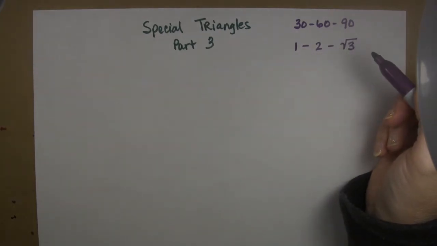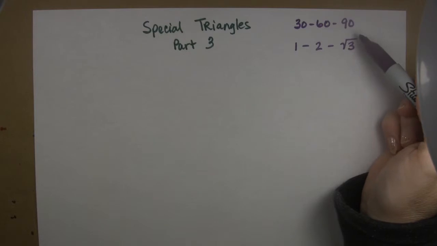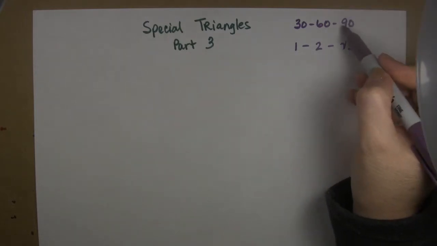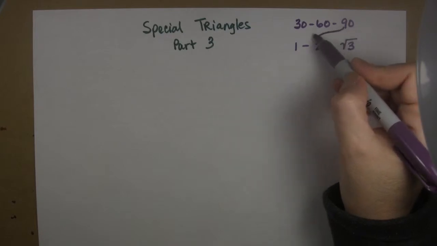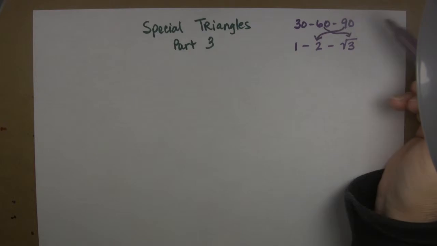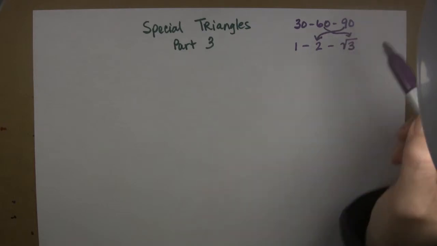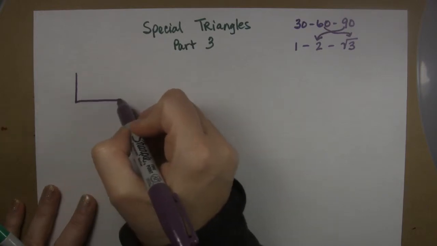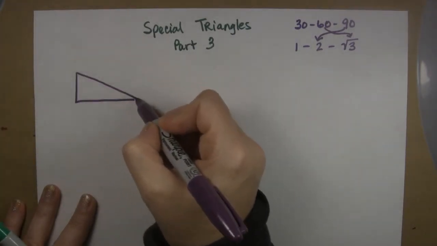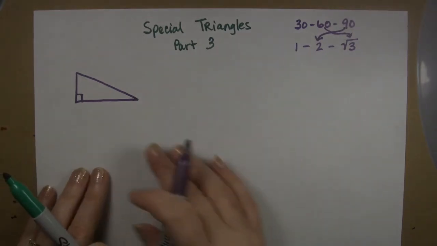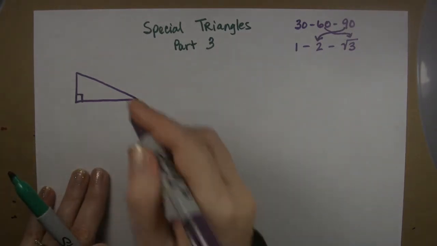And as we have discussed before, it's unfortunate that they call it the 1 to 2 to radical 3 because the 90 degrees is corresponding with the 2 and the 60 degrees is corresponding with the root 3. So it's a little goofy. It doesn't work out perfectly, but once you just accept that that's the way it is and you know to look for it, you're in good shape. Okay, so let's take a look at a 30, 60, 90 triangle.